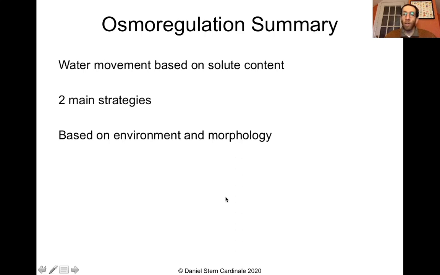If you're small and simple and live in the ocean, you can be an osmoconformer. If you're bigger and more complex, you need to be an osmoregulator. And then depending on whether you live in the ocean or in freshwater or on land, you're going to have a different set of processes that govern how osmoregulation works in your body.